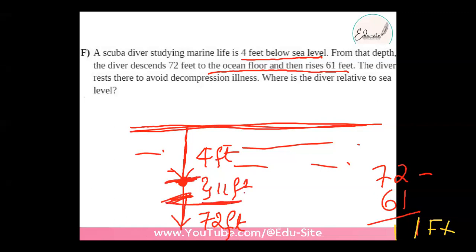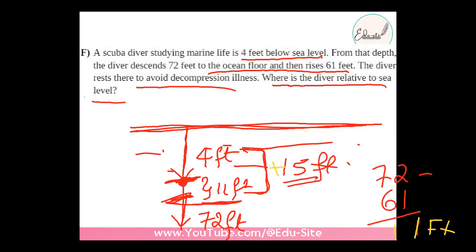So what is the total now? Is it 4 plus 11? Yes, it's 4 plus 11, right? 11 plus 4 gives you 15. So it is 15. The diver rests there to avoid decompression illness. Where is the diver relative to the sea level? He is 15 feet below the sea level. That's all. This is your answer.